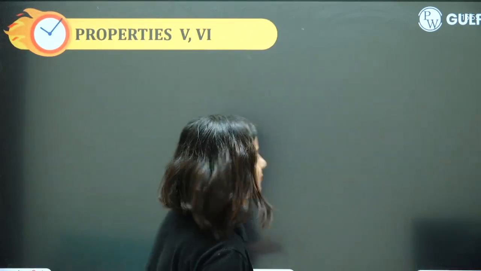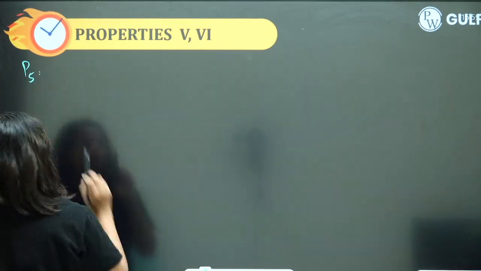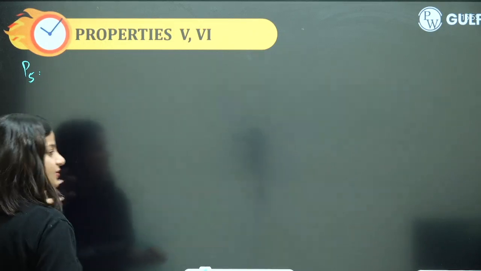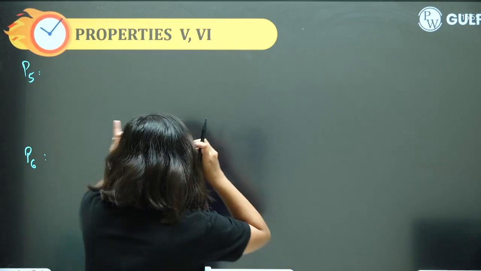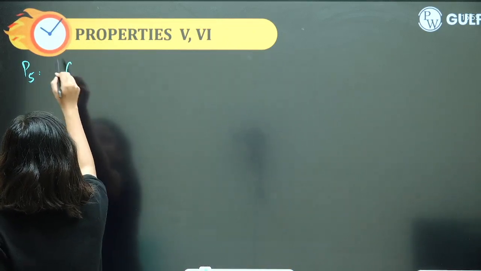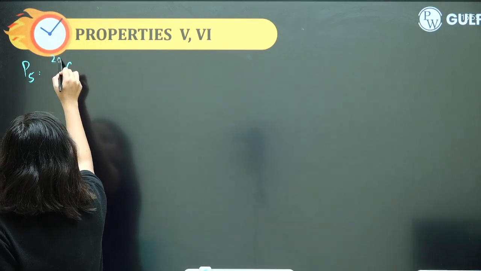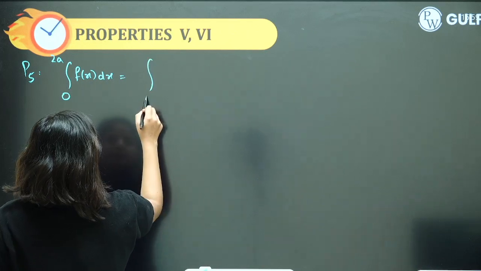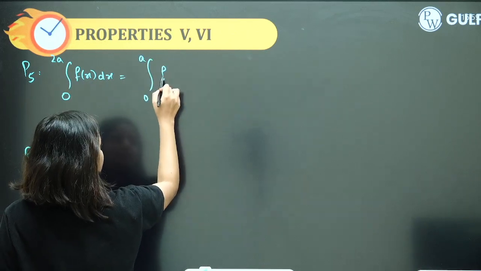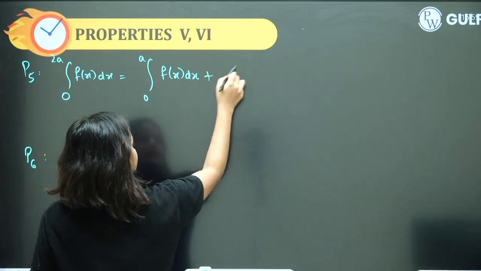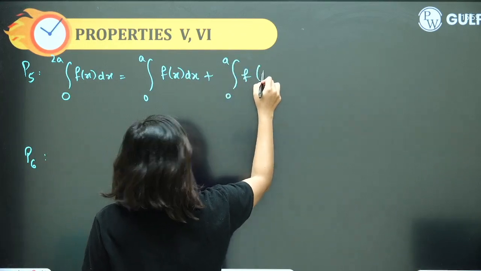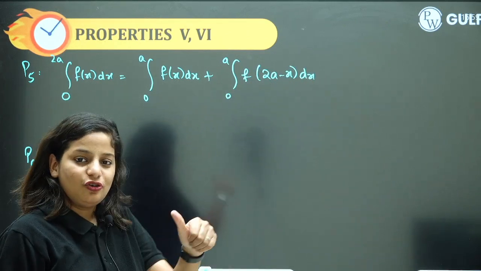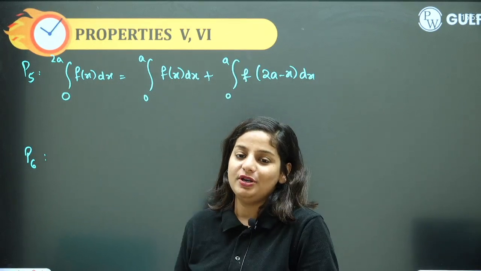Next, fifth and sixth property. This fifth property we are not going to use much, but the sixth property is derived from the fifth property, so the sixth is important. The fifth property says the integral 0 to 2a of f of x dx. Particularly remember, this is 0, this is 2a. It is the integral 0 to a of f of x dx plus the integral 0 to a of f of (sum of limits minus x). So it's a combination of P3, P4 and P2.